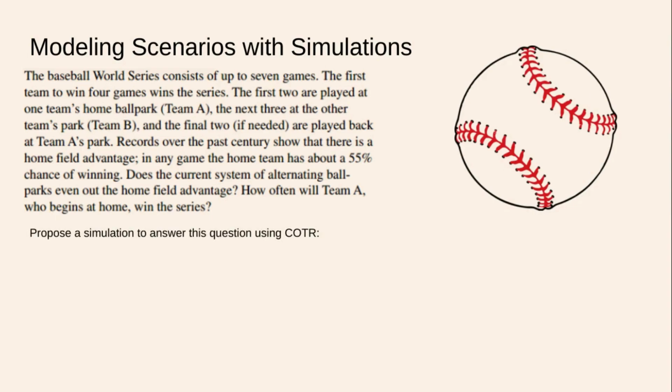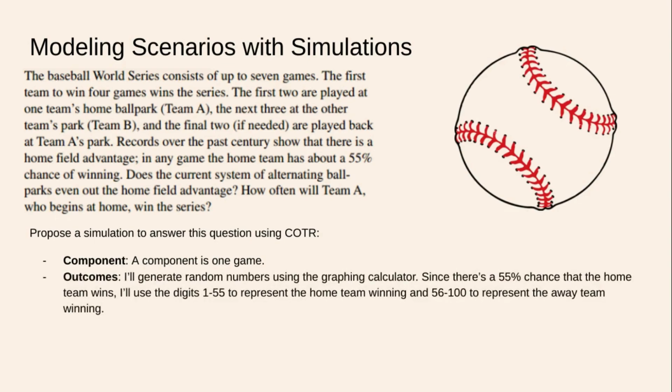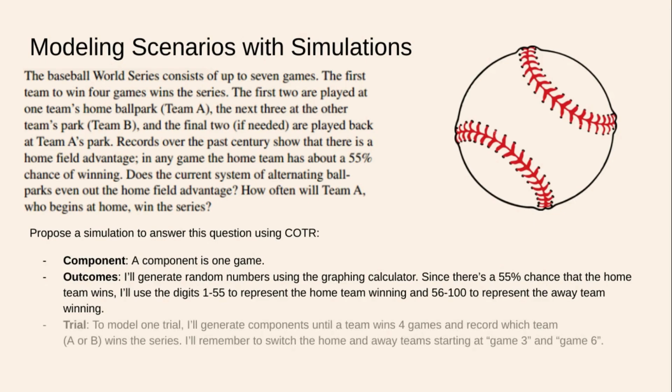Here's our simulation using Count on the Randomness, COTR. Component. A component is one game. Outcomes. We're going to generate random numbers using the graphing calculator. You could use a table of random values or a graphing calculator if you would like. Since there is a 55% chance of the home team winning, I'm going to use the digits 1 to 55 to represent the home team winning and 56 to 100 to represent the away team winning. And we'll review how to use the calculator to do this in just a moment.